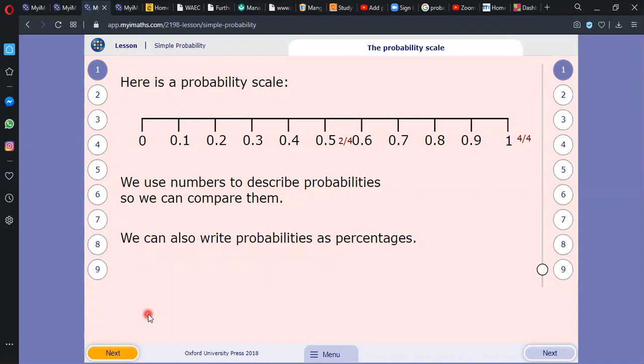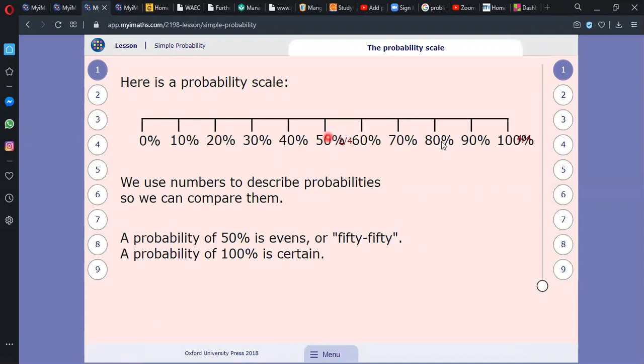Guys, we can also write probabilities as percentages. That can be seen in the probability scale up there from 0% to 100%. You can see this is a scale of 10 as well, because I can see 10 here. 1 over 10, 2 over 10, 3 over 10, and so on and so forth. And in percentages, we have it this way. A probability of 50% definitely we know is even, so 50-50, and a probability of 100% is certain. That means the event will surely happen.